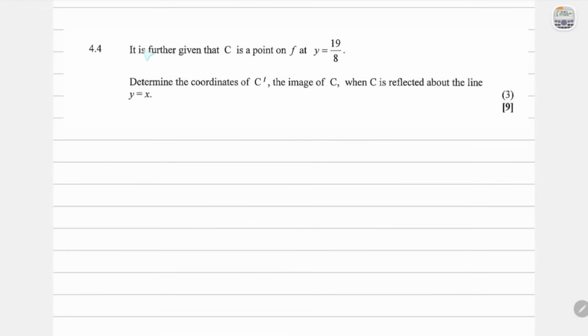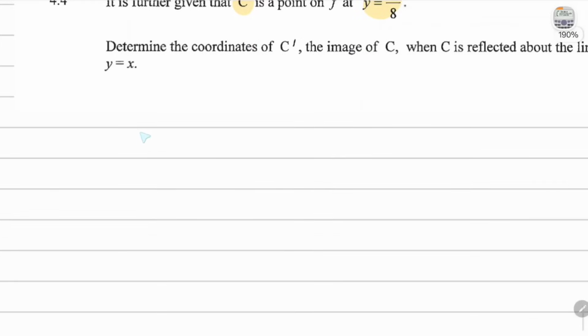Question 4.4 says, it is further given that C is a point on F at y equals 19 over 8. Determine the coordinates of C prime, the image of C when C is reflected about the line y equals x. Okay, so we are first given this point C, which lies at y equals this. So this means that it lies on F, yes, sure, but its y value is 19 over 8. Since it lies at the point where y equals 19 over 8, C currently looks like this. It's x and 19 over 8.